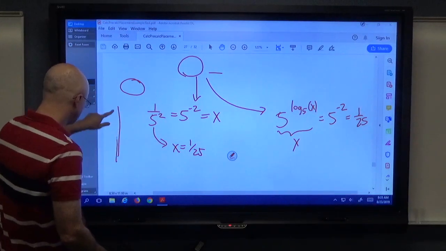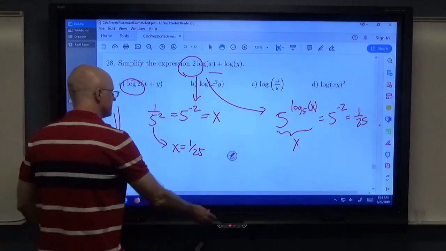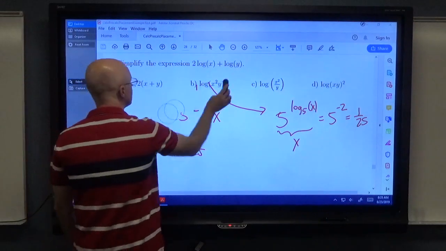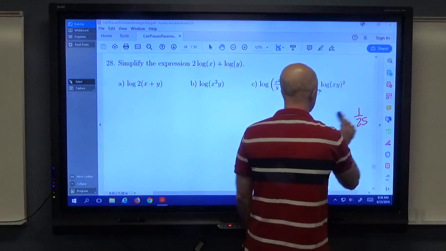Getting close here to being done. 32 is the last problem. Here we're doing a purely symbolic problem using properties of logarithms.